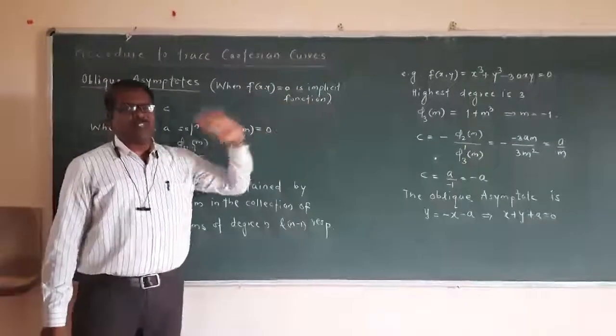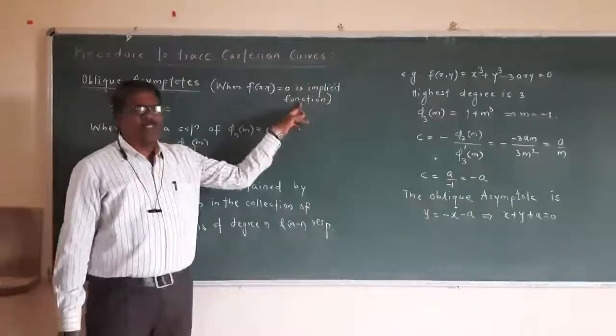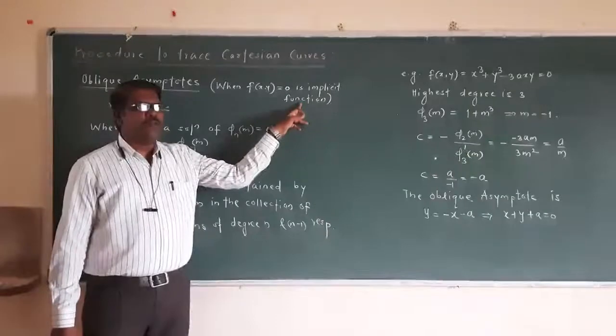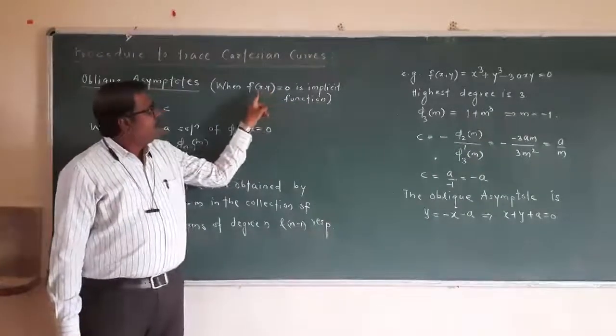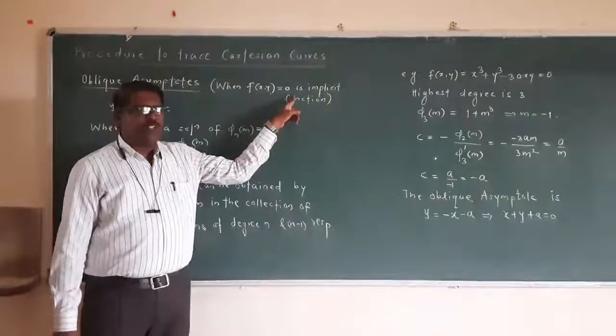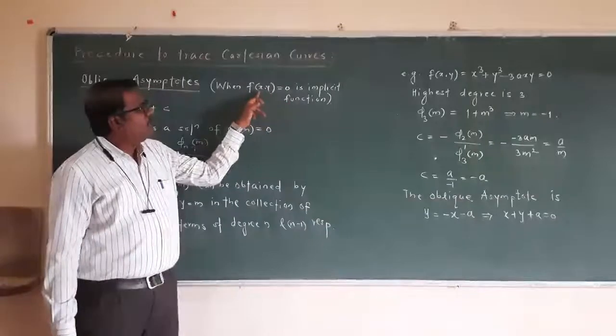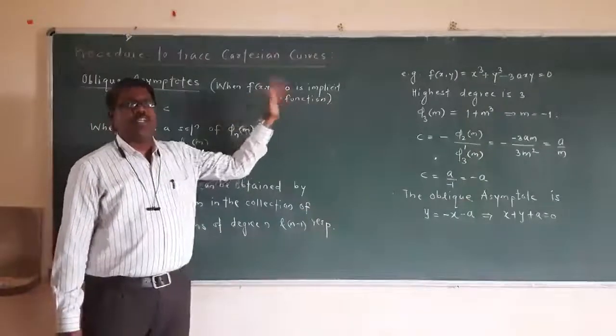Next is the oblique asymptotes when f of xy is equal to 0 is an implicit function. So first of all, I will give the definition of implicit function. Implicit functions are those in the form of f of xy is equal to 0, in which we cannot express y totally in terms of x, or we cannot express x totally in terms of y.